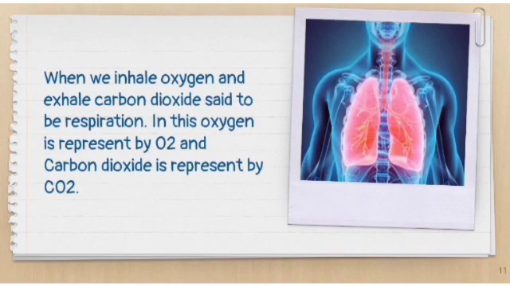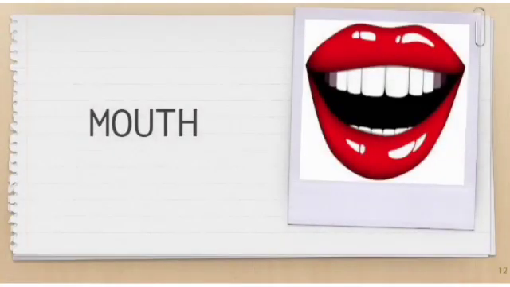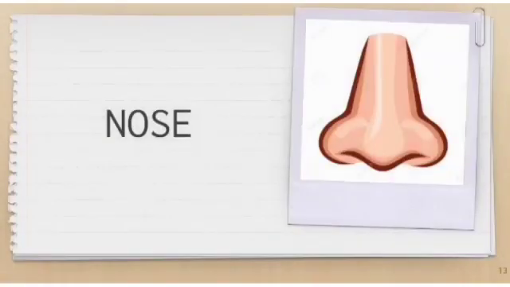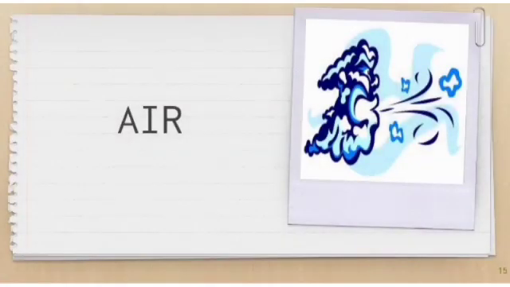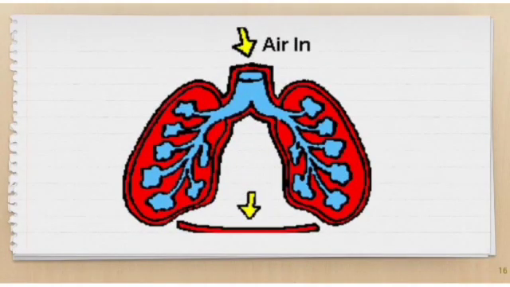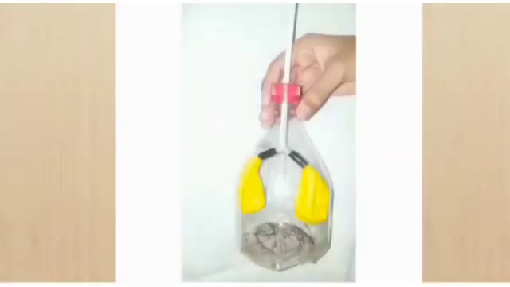In this system, the body parts used are the mouth, nose, lungs, and the air around. It is a common practice that we inhale oxygen from the nose and exhale carbon dioxide from the mouth. Look at the system carefully.